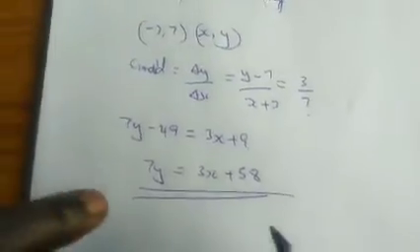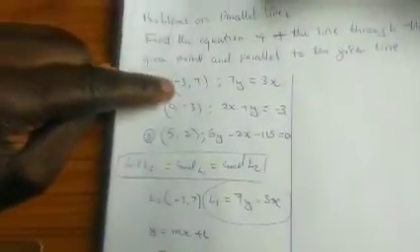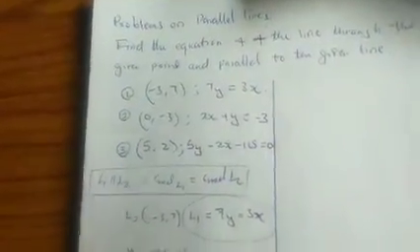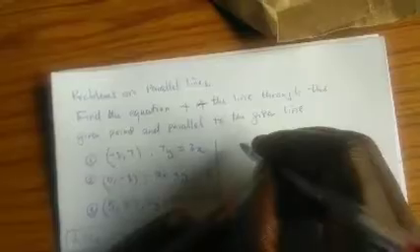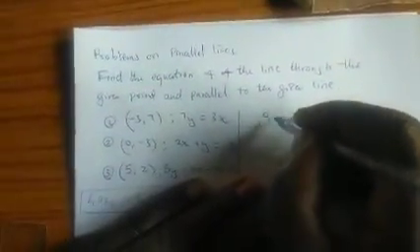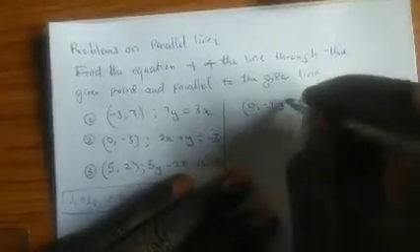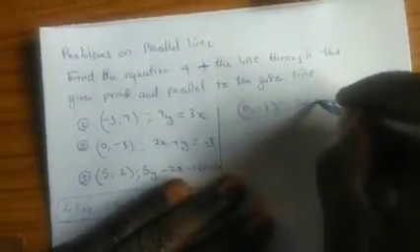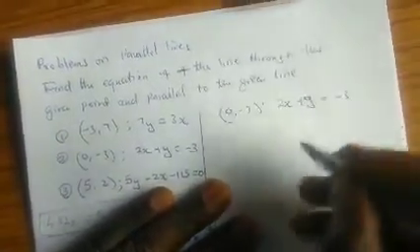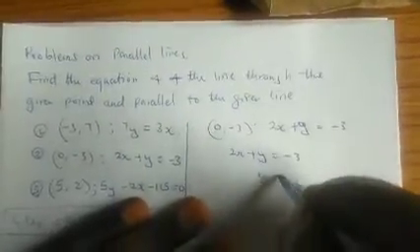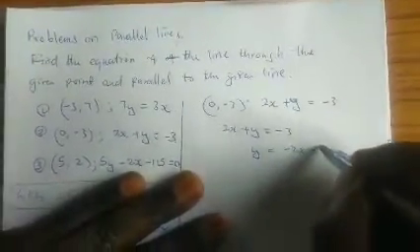So we've got the equation of the line L2 that is passing through (-3, 7) and parallel to the line 7y = 3x. If you look at number 2, we are told that the line is passing through the point (0, -3) and is parallel to the line whose equation is 2x + y = -3. We can write this equation in the form y = mx + c. Therefore y = -2x - 3.